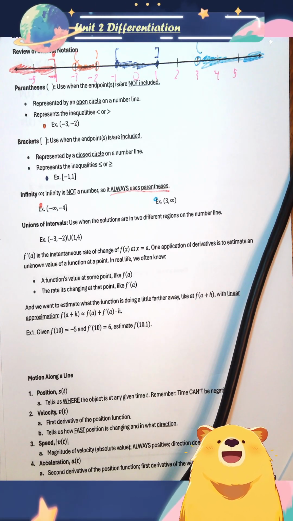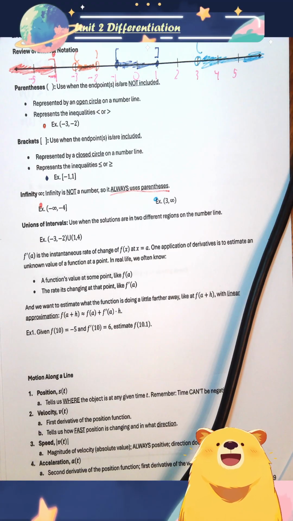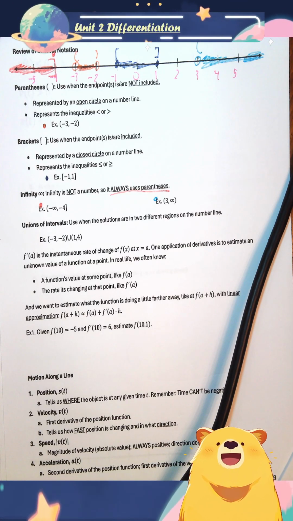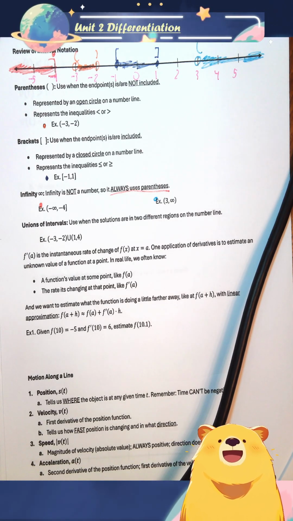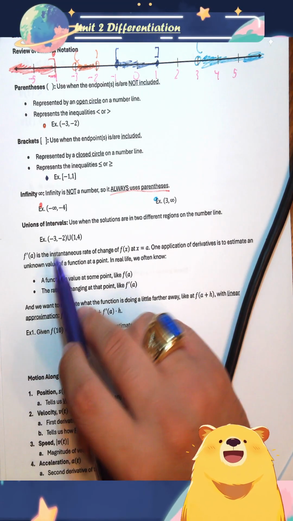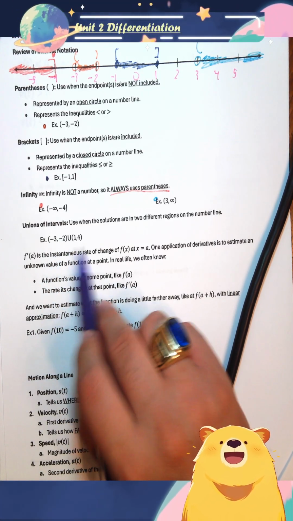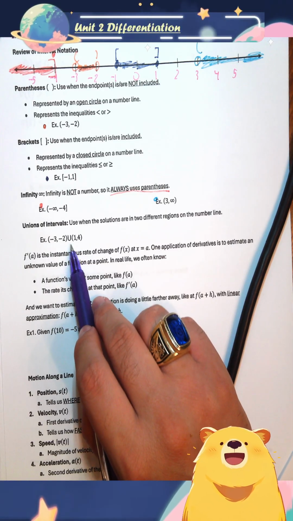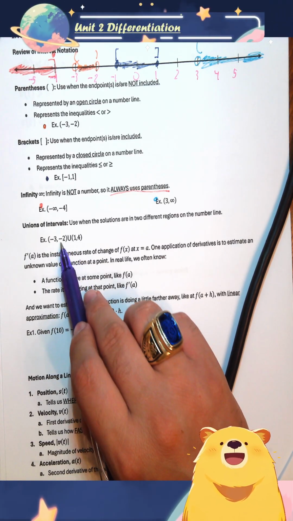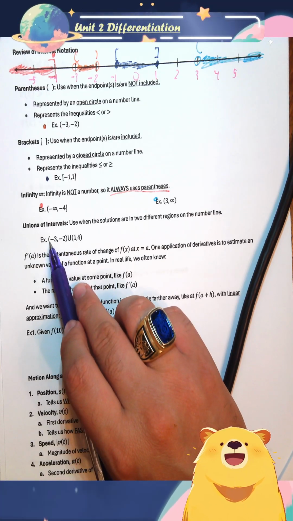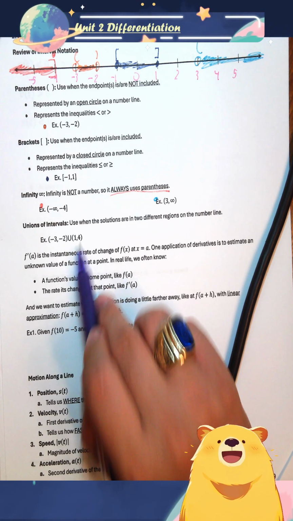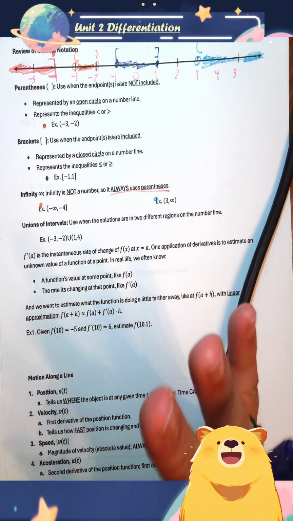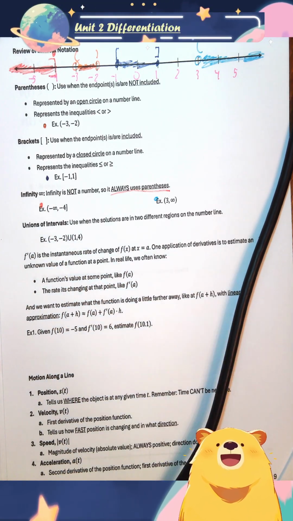Now, what are the union of intervals? The union of intervals is when the solutions are in two different regions on the number line. So if this and this are our solution, or is the thing that we're curious about where the answers exist, we say this union this. So keep that in mind. It's nothing too crazy, but it's just a technicality.